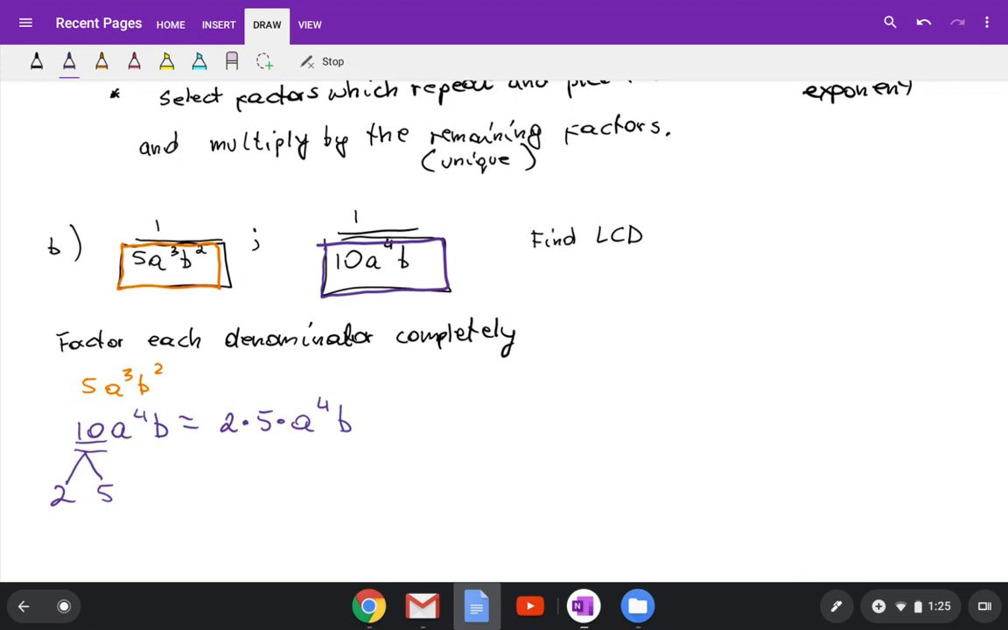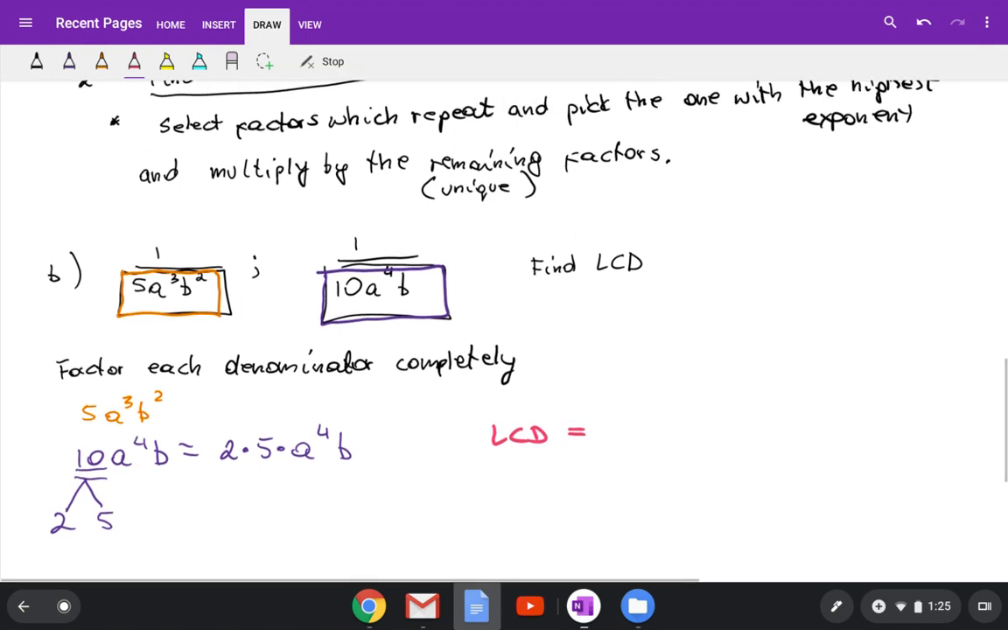So now LCD, it's going to be, okay, let's see the factors which repeat first. So we have 5 and we have 5. That repeats. They both are raised to the power of 1. So we're putting that 5 to the power of 1. We're good here. Now, what else is repeating? We have a and we have a. We have a to the third power, a to the fourth power. So you're going to select the one which has the higher exponent. So we're going to multiply that by a to the 4th power. Okay. Now, what else do we have?